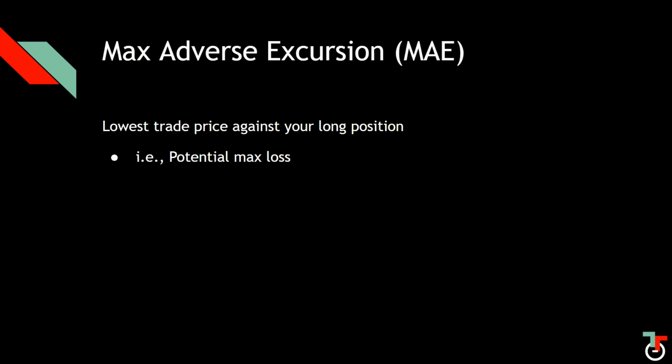First, max adverse excursion, or MAE. MAE is the lowest trade price against your long position, or in other words, your potential max loss. This is a little more easily explained through a picture.